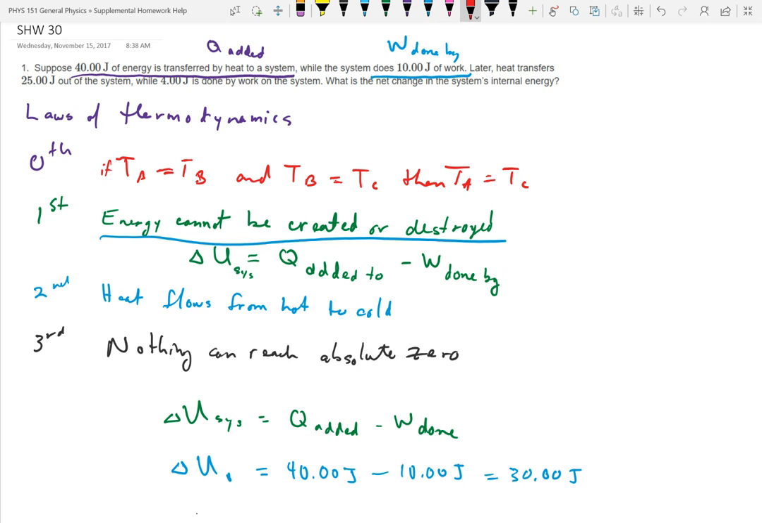And then later we have heat transfers 25 joules out. So that's going to be Q added equals what? Isn't it negative? Yep. While 4 joules of work is done by the system, or excuse me, not done by, done on the system.